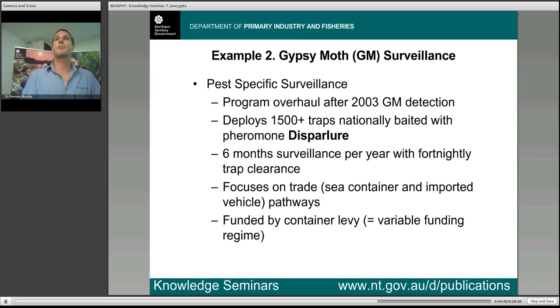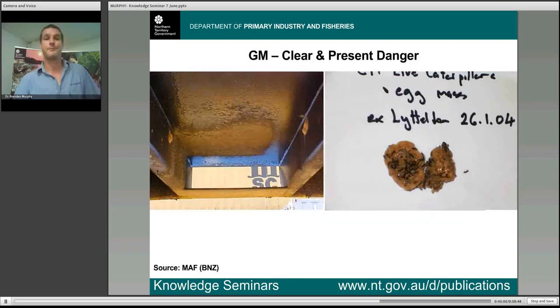And the problem with that is it's actually a variable funding regime. And we've seen with the global financial crisis and things that the amount of shipping moving around the world decreased quite a lot. So we've actually got to run a program that changes in funding levels over time. So we need to be able to respond to that.